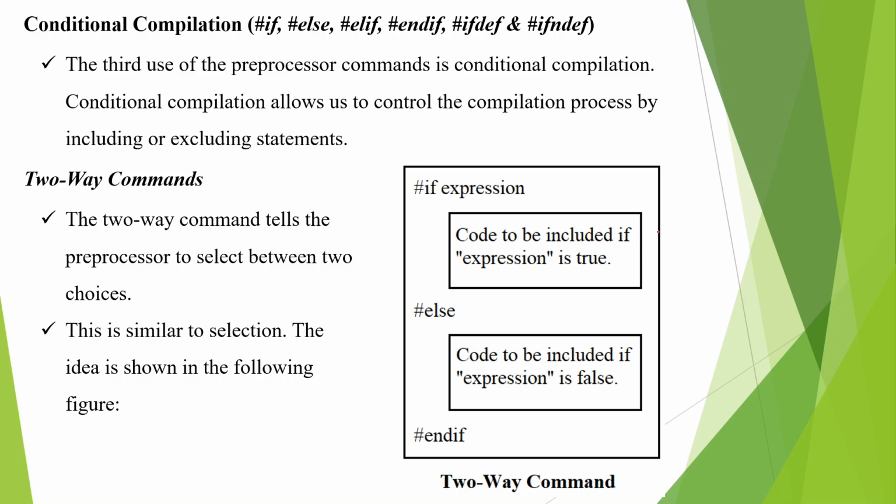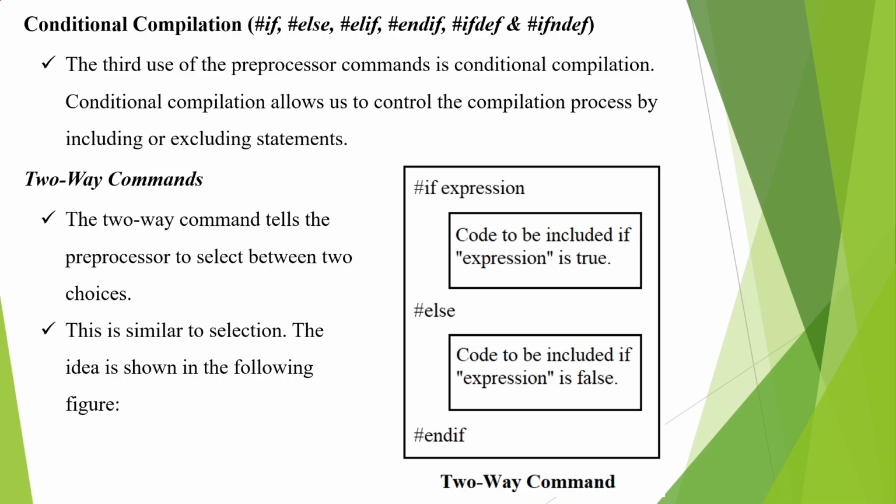We can use these preprocessor commands to do conditional compilation, like your selection statements: if else, nested if, else ladder, kind of things we have in your selection statements. To achieve that same thing in your programming, you can use these preprocessor commands. Like we have hash if, hash else, hash elif, hash endif, hash ifdef, and hash ifndef, if not defined. The third use of preprocessor commands is conditional compilation.